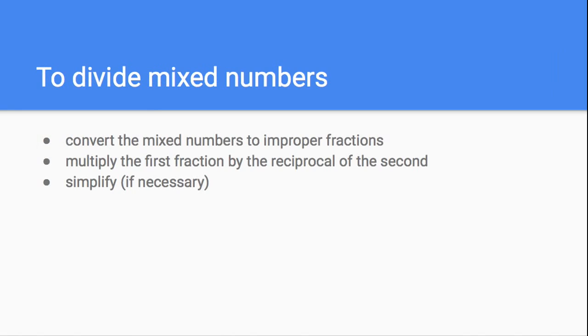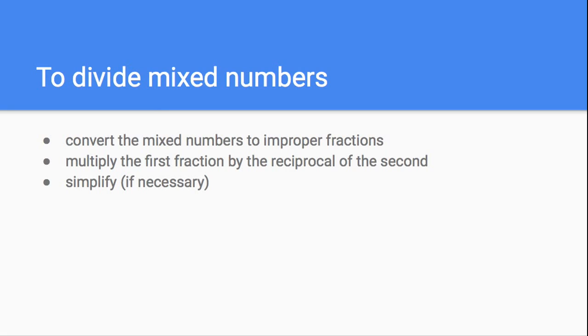Okay, so let's look at our mixed numbers. Now, if we want to divide mixed numbers, you are going to have to convert those mixed numbers to improper fractions. And just like with the multiplication step, this is a step that you must do. So you have to first convert those mixed numbers into improper fractions. And then you go through the steps like normal.